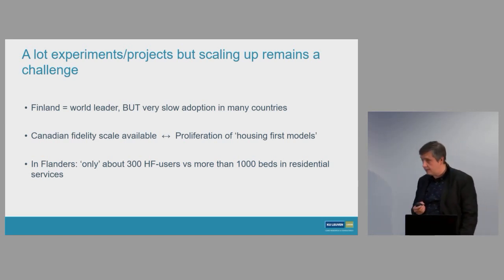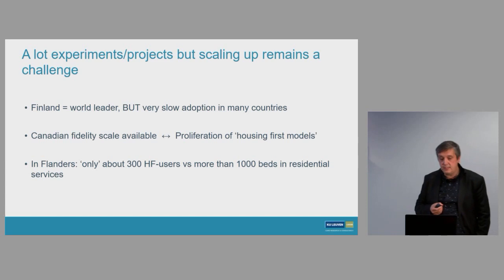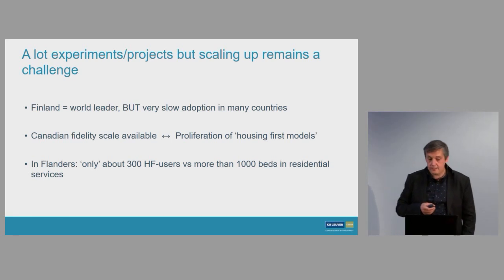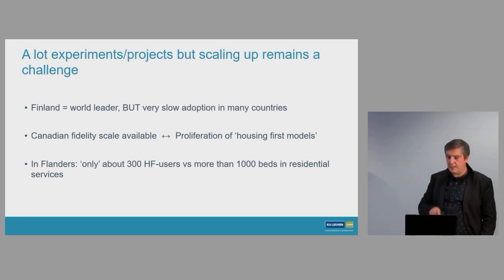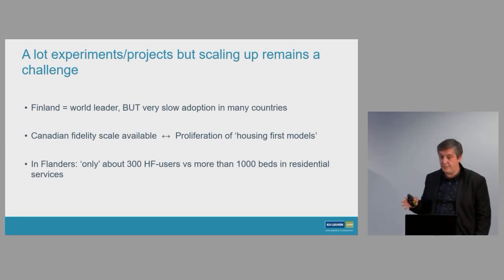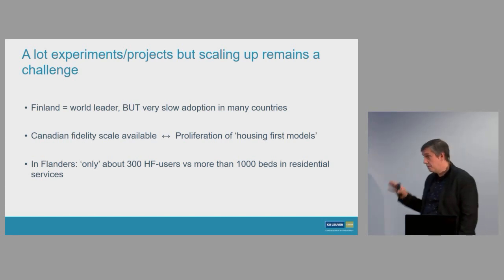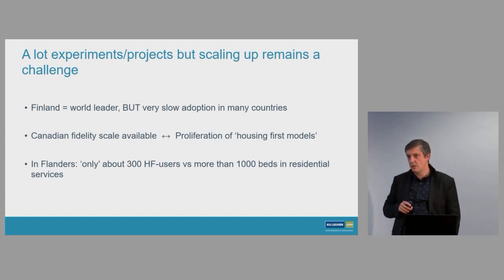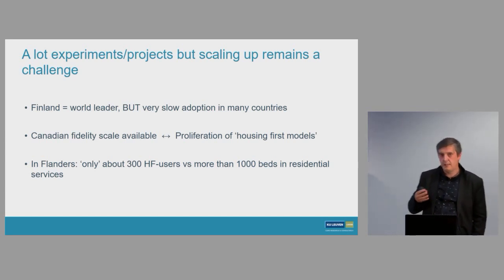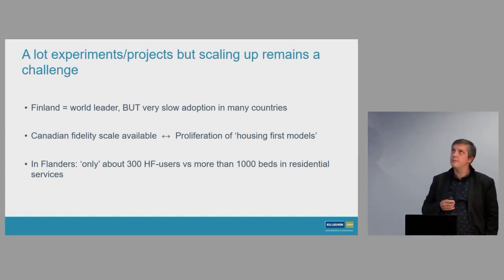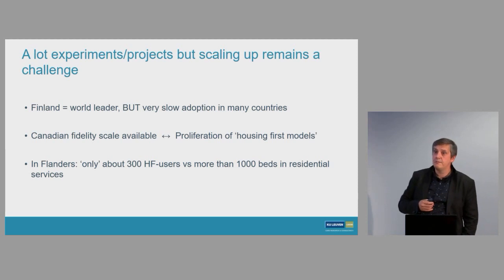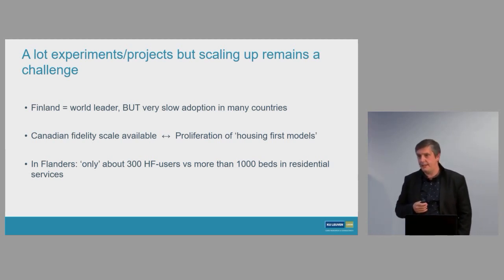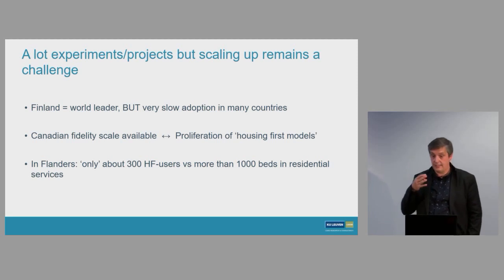And also in Flanders, since 2015, we have 300 homeless people in Housing First projects throughout Belgium, mainly in the big cities, but only in the big cities in Flanders. But still, we have more than 1,000 beds in residential services, and a residential bed costs about 50,000 euros a year. So this means that we are paying 50 million euros a year to pay all these different beds. So beds are very expensive.